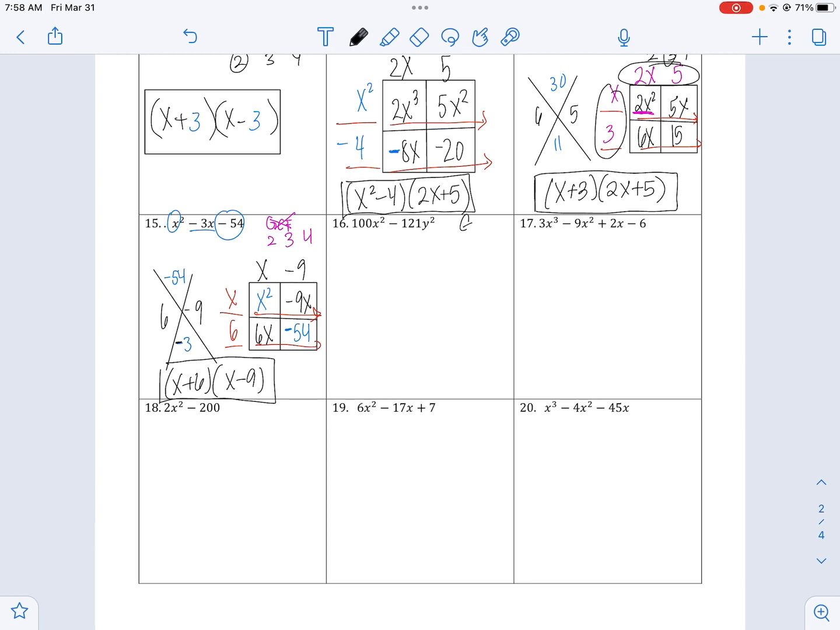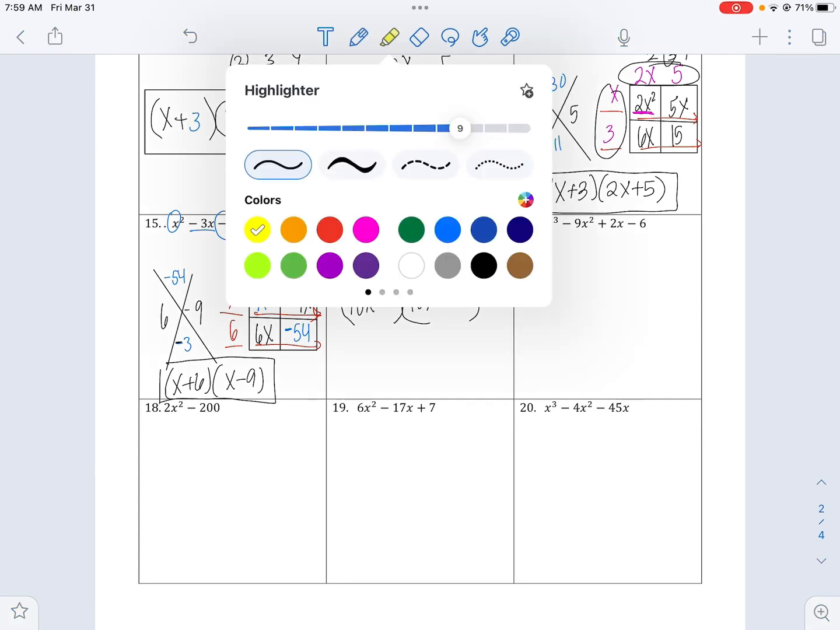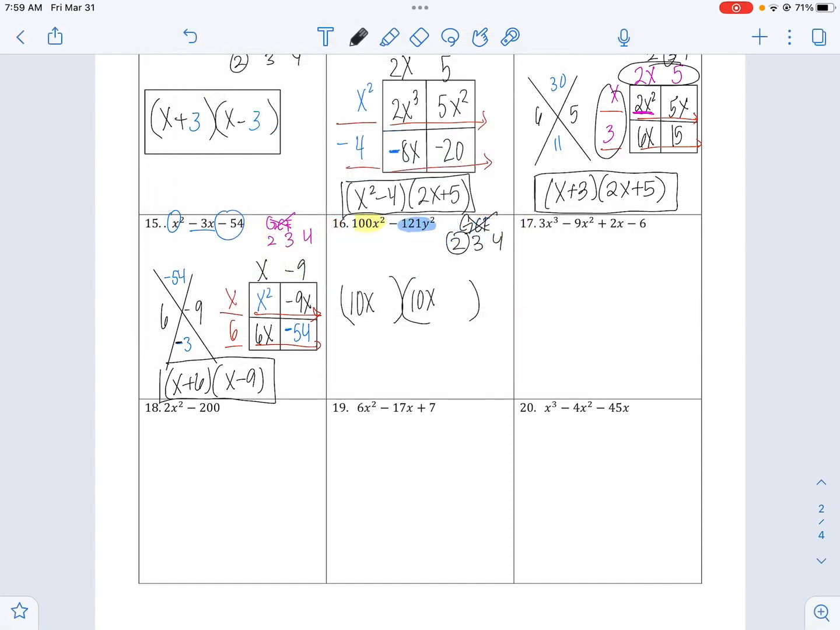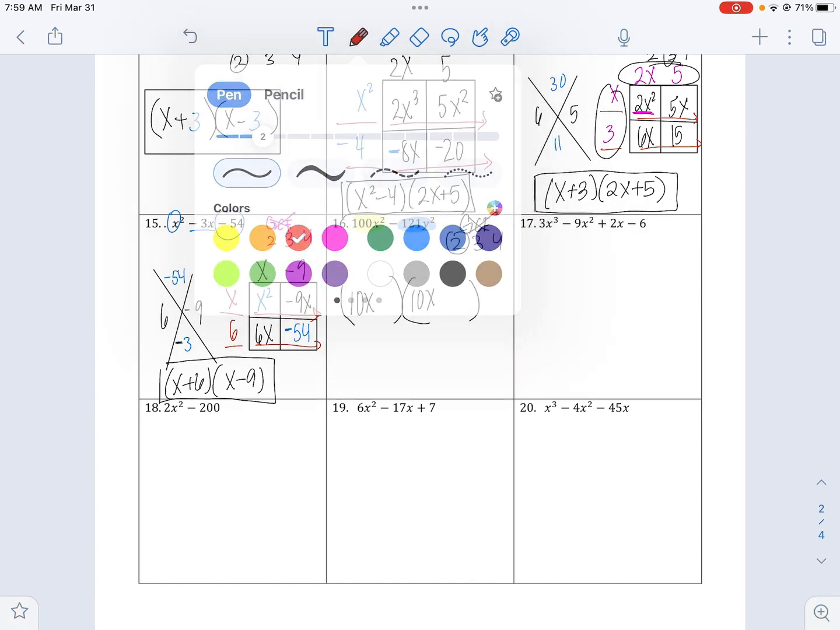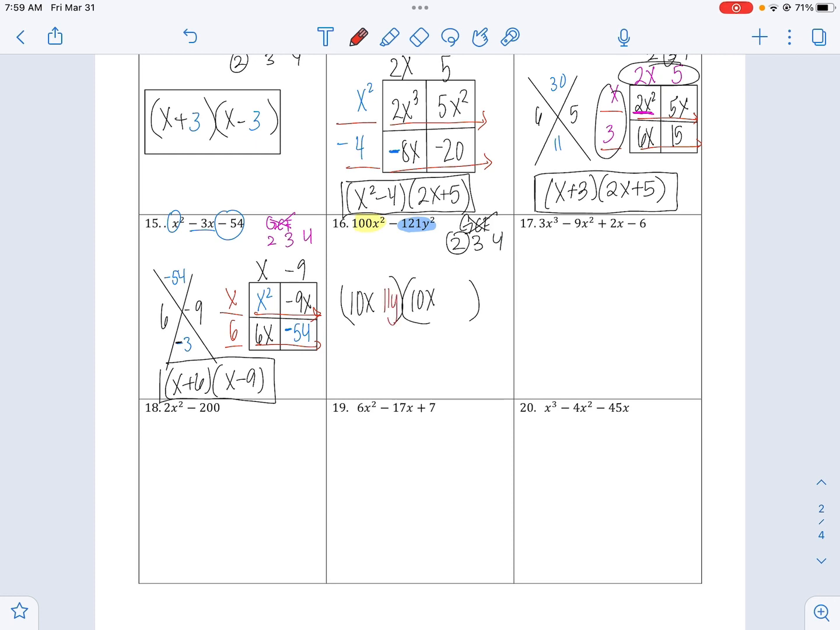Do we have a GCF? No. 2 terms, 3 terms, 4 terms. 2 terms. Okay, so let's go ahead and see if we have a subtraction sign in between the terms. Yep. Are they both squares? Yep. Okay, so draw your parentheses, and you say, okay, 2 numbers that have to be the same that multiply to 100x squared. Good. 10x. Now, 2 numbers that multiply to 121y squared, and they have to be the same. Good. 11y, 11y.